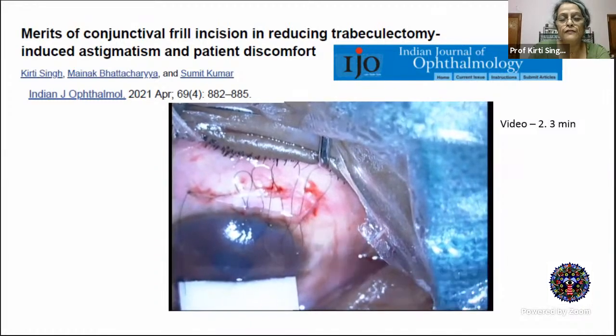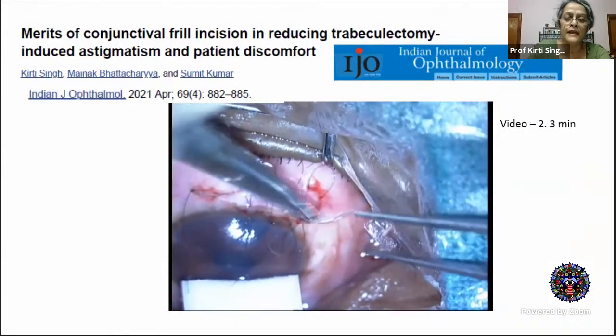So this is how the conjunctival frill suturing looks like.